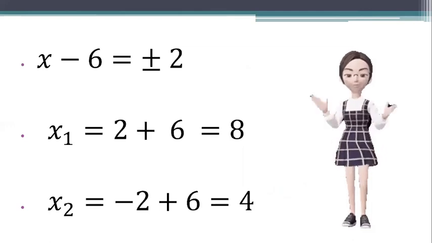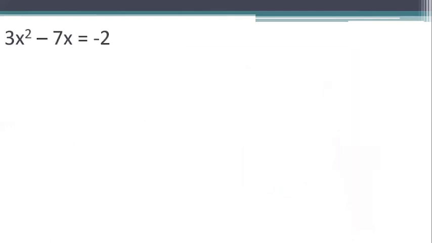Let's have the next example. So we have here 3x squared minus 7x equals negative 2. Let's make it first a standard form. So 3x squared minus 7x plus 2 equals 0. Let's divide it by the value of a. So the value of a here is 3.